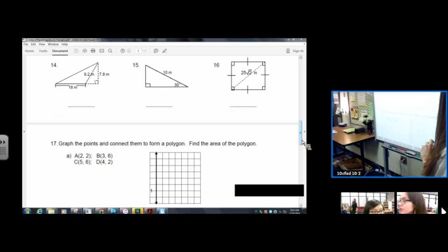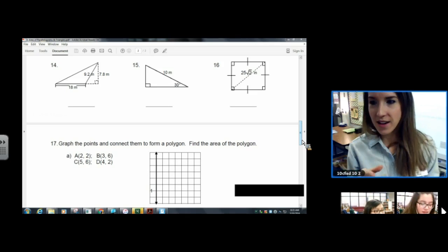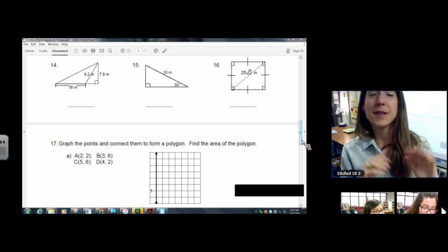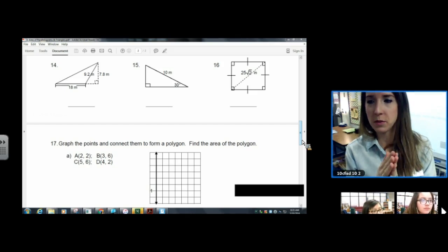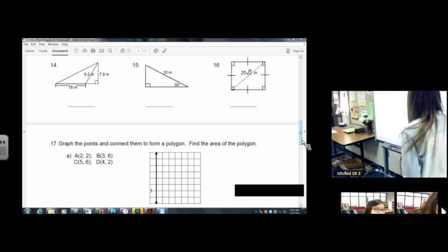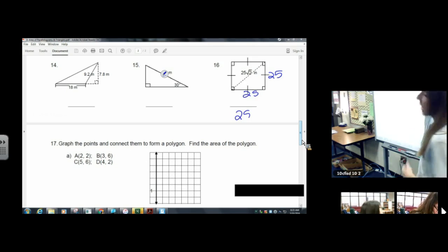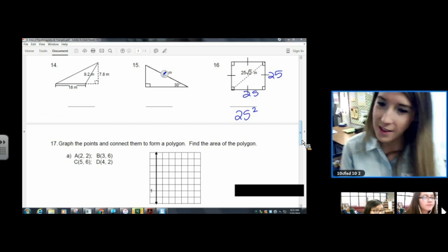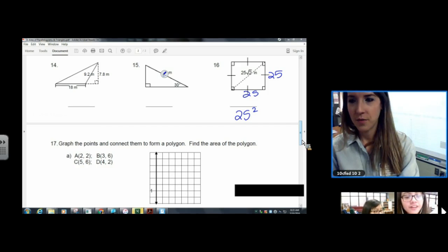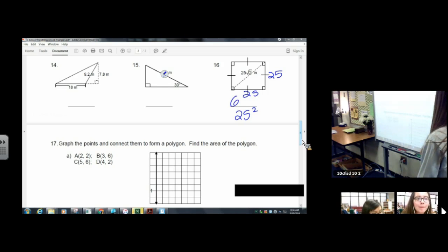Number 16, we are in luck because that is a square, and the hypotenuse is 25 root 2. So this one follows the pattern beautifully, which we love. X root 2. 25, 25, 25 root 2. So we know that the area is side squared, or base times height, or length times width. You can do any of them, and so 25 squared. Okay. So now we know.